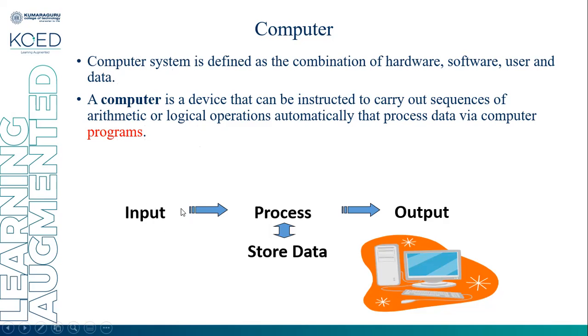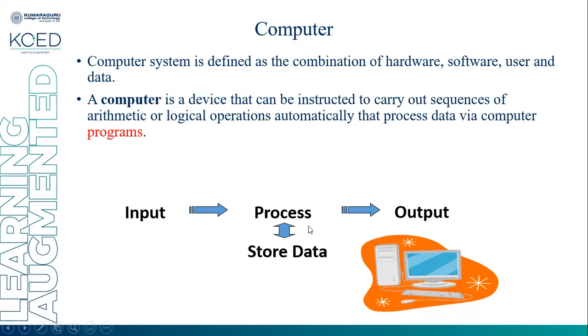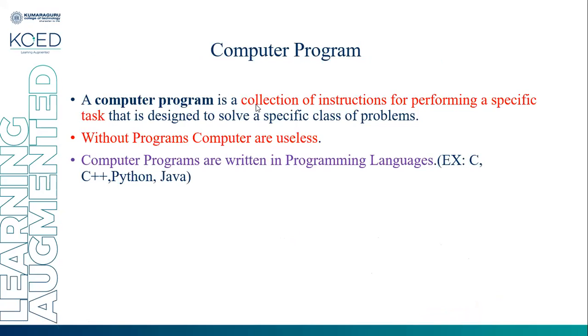The computer contains the input. The input is data given by the user to the computer. The computer processes the data and is capable of storing the data. It can perform some calculations on the data, store the data, and produce the relevant output. So input is given by the user and output is produced by the computer. In between, the computer processes some operations and also stores the data.